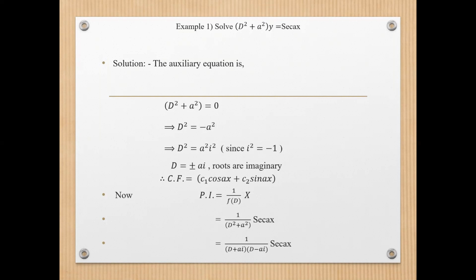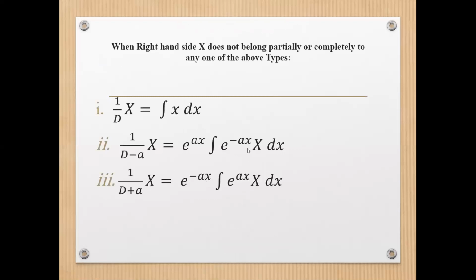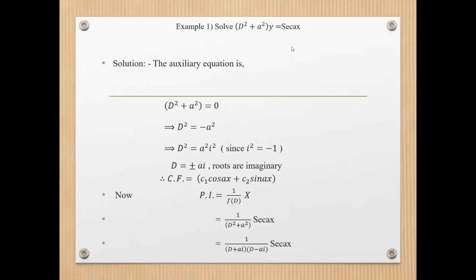In types 1 to 5, there is no right hand side of the form sec ax. So this problem belongs to this type. The right hand side does not belong to the previous types at all. So we have to solve this problem by using these formulas. We have listed here these two formulas. By using these two formulas, we have to solve this linear differential equation.